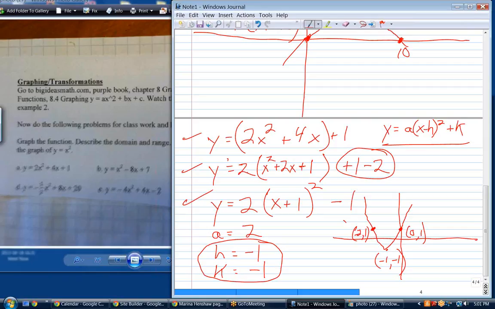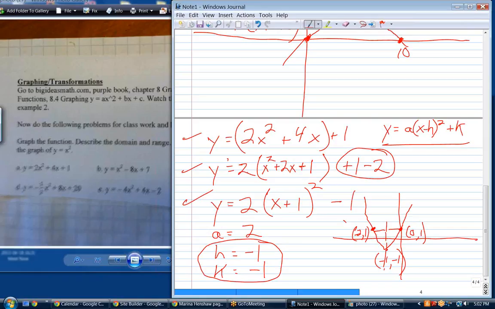So to me, that's the easiest way to graph these: find the y-intercept and then know that this point is symmetrical. So it has to be the same distance about this line of symmetry. In other words, this distance has to be the same as this distance. So this is easier math always, and you only have to find one point, and then the other point pops out at you. So that's my favorite technique for graphing parabolas.